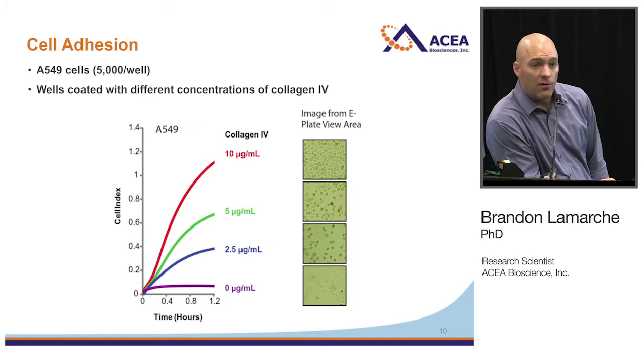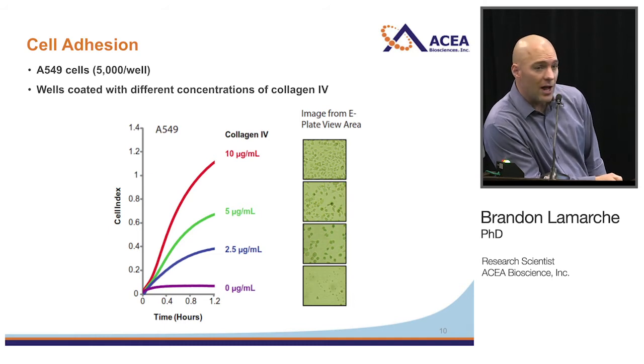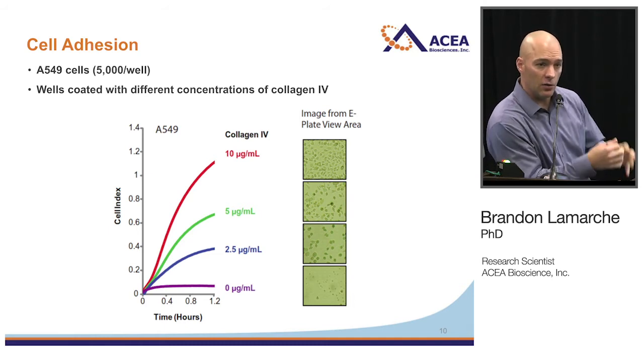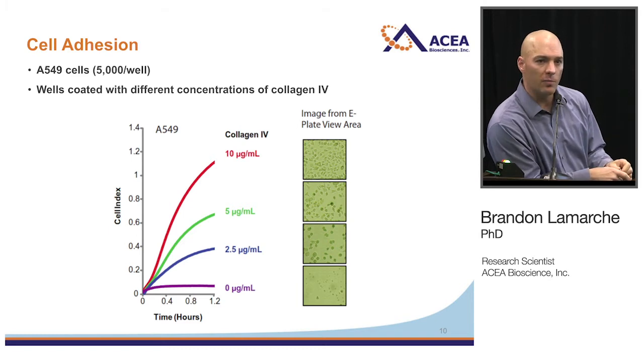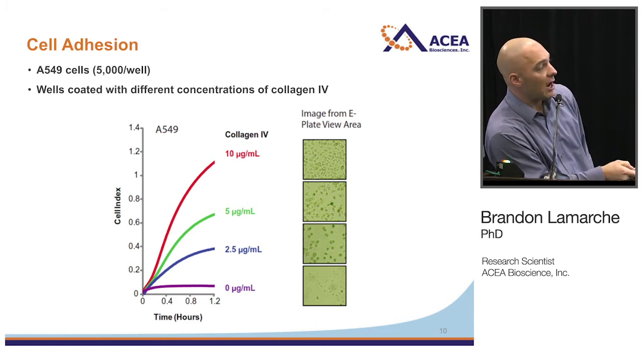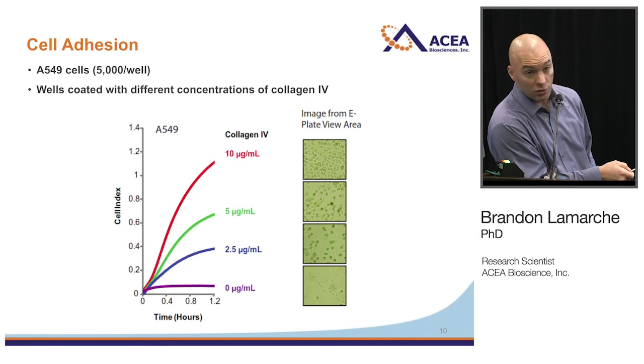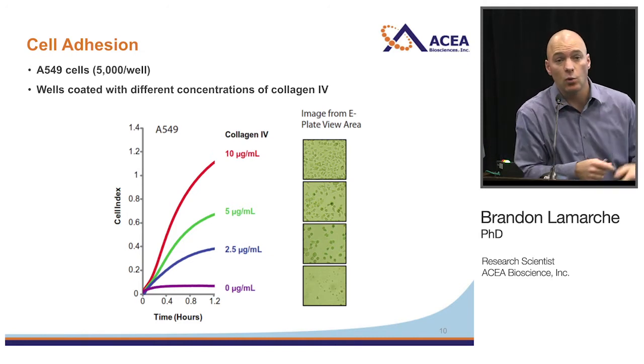So in the presence of no collagen at all, you see very few cells attached, and the cells that are attached are very loosely adherent. They're very spherical and they haven't laid down onto the plate bottom. In contrast, at higher collagen concentrations, you have more cells, and the cells have attached more tightly.